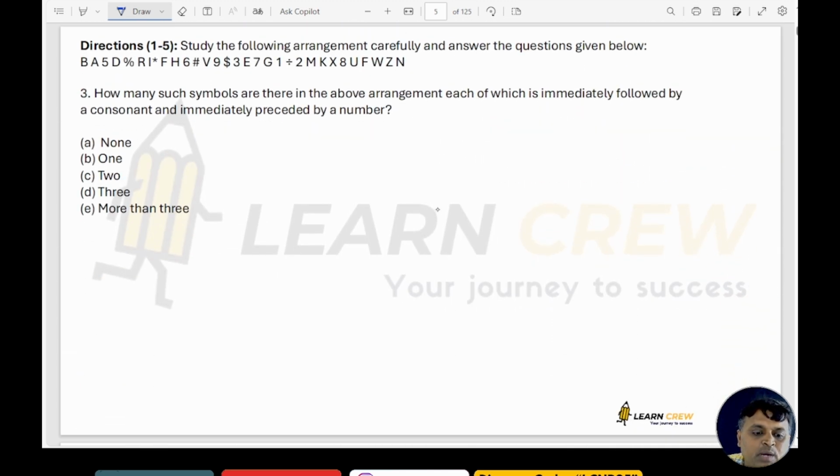Third question. How many symbols are there in the above arrangement, each of which is immediately followed by a consonant and immediately preceded by a number? So symbols preceded by a number, followed by a consonant. So only one is there, 6-V. So only one.